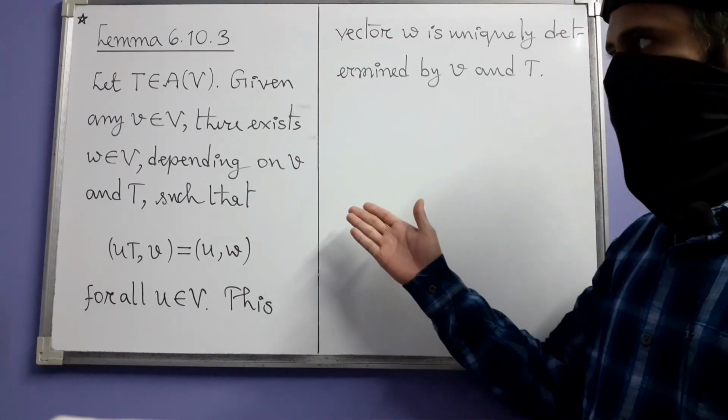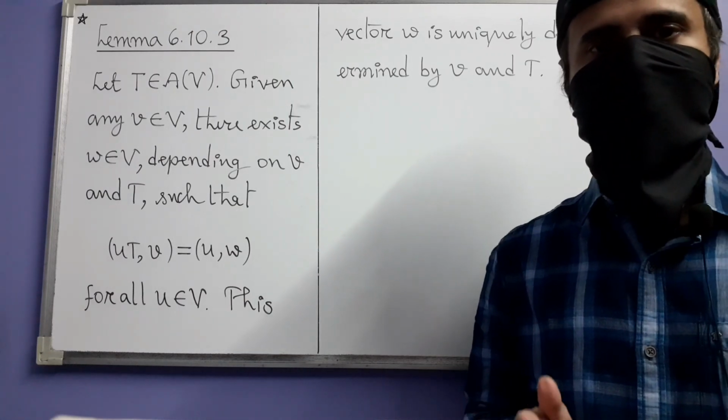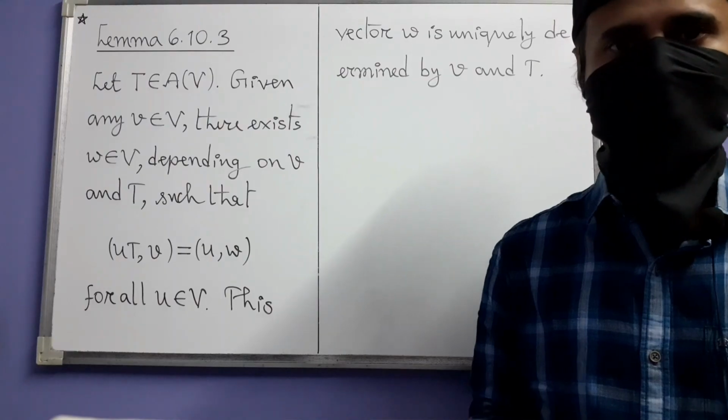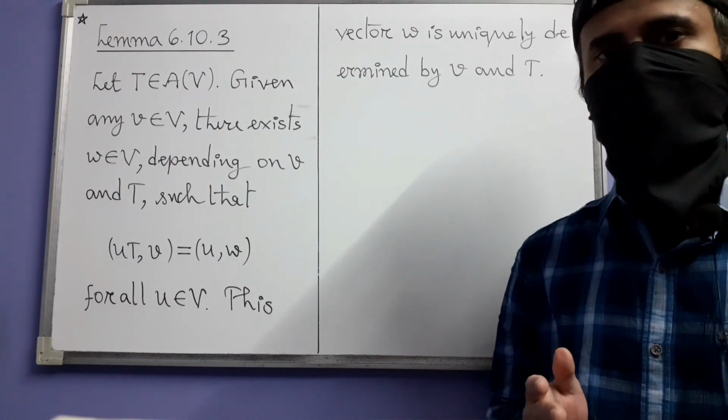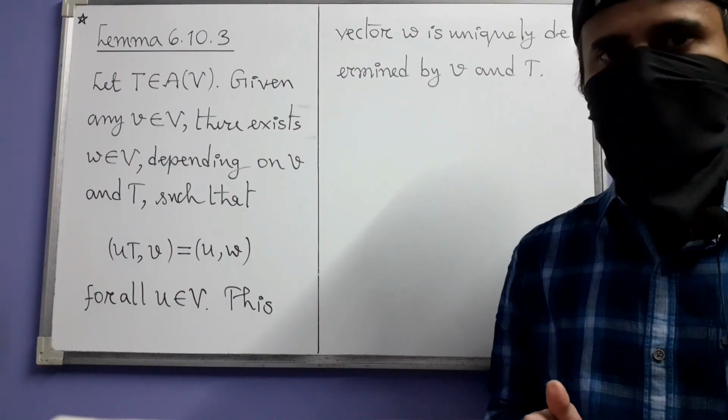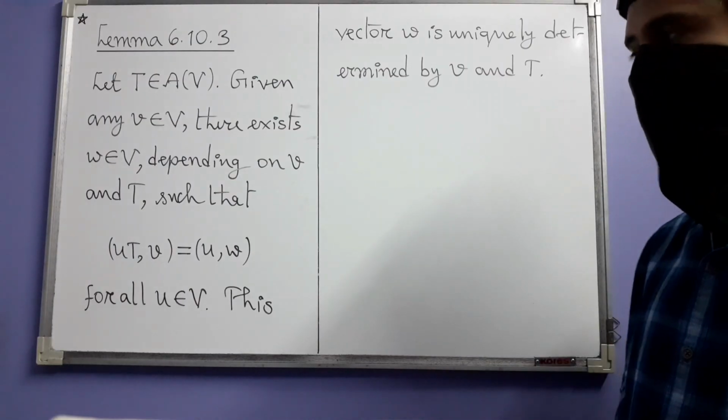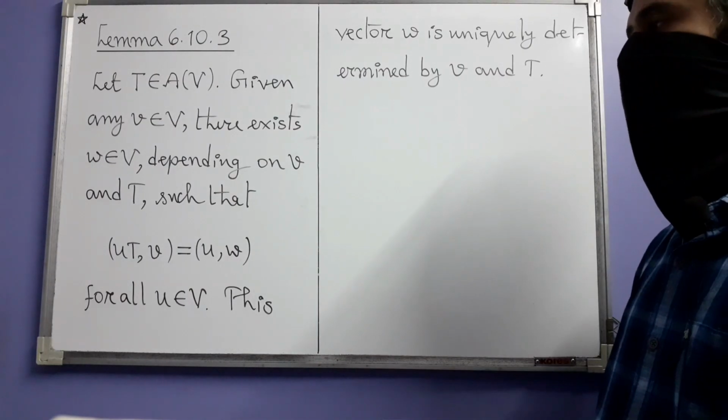This next result will take us towards something called the Hermitian adjoint of a linear operator, which is used in quantum mechanics. One day when we start quantum mechanics, we will see how it's used there. So anyway, let's first see this result.